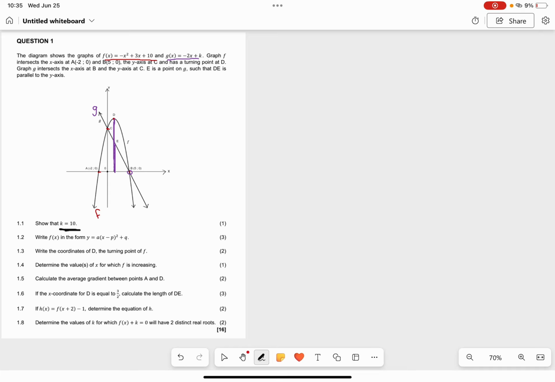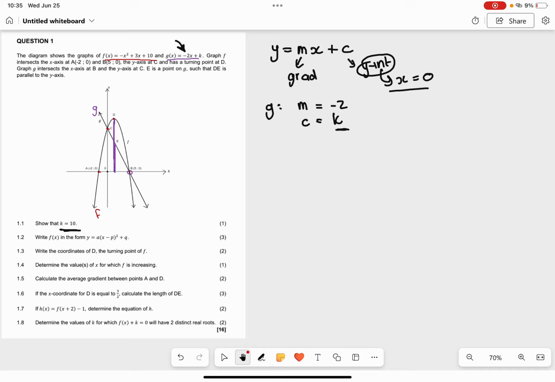Show that k is equal to 10. Where is k? It's on the function g of x, and they told us that g of x is equal to negative 2x plus k. What do we know? g of x is a straight line, and we know that all straight lines are represented by the equation y is equal to mx plus c, where m stands for gradient and c stands for the y-intercept. So in g of x, we know that the gradient is equal to negative 2 and the y-intercept is equal to k. So when they ask us to calculate k, they ask us to calculate the y-intercept. How do we calculate a y-intercept? We calculate it by making x equal to 0. Okay, that is all you need to do.